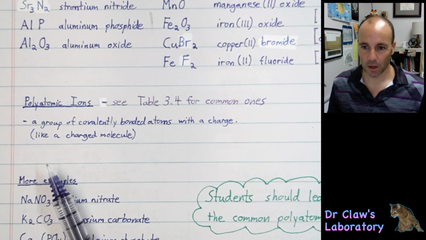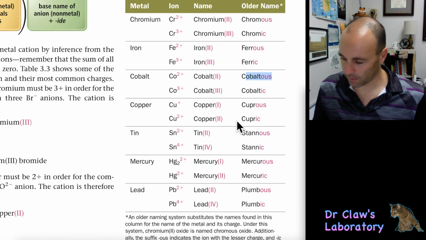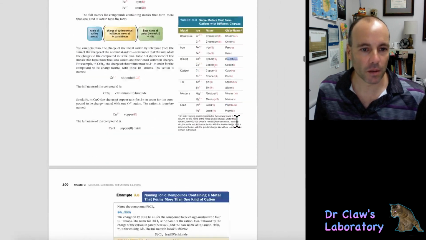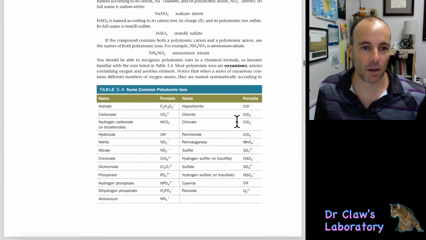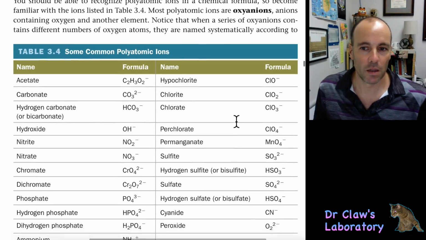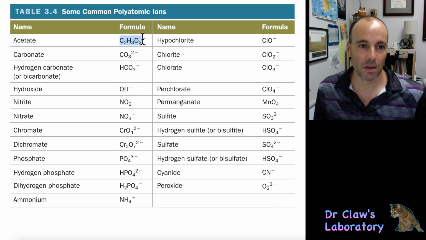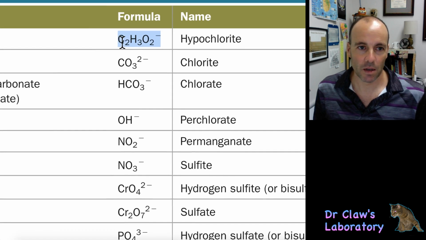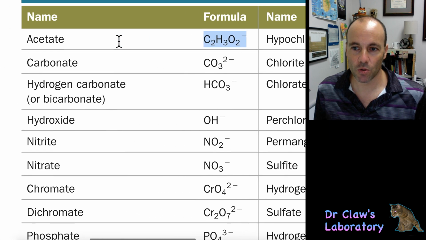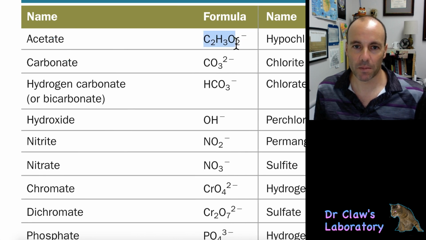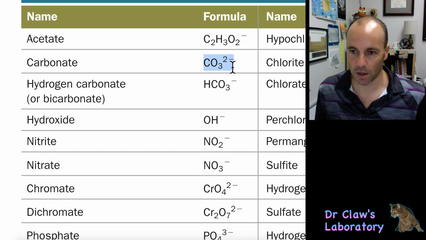So let's look at table 3.4. This is coming up now. Here we go. And here are some common polyatomic ions. Acetate, this is the formula for acetate, C2H3O2. So this group of atoms has a -1 charge associated with it. Carbonate is CO3 with a -2 charge associated.